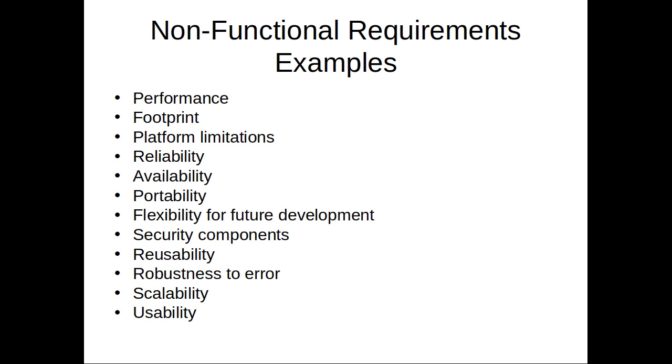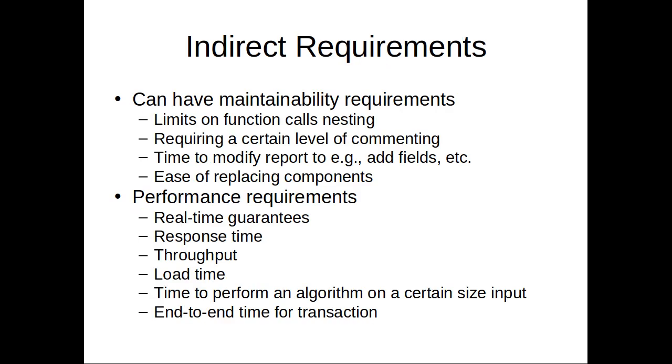Is the system up six nines, 99.9999% of the time, or is it four nines or what have you? It might be specified in terms of availability. And there might be certain platform limitations that come about because of the character of the devices, say a smartphone being a case in point.